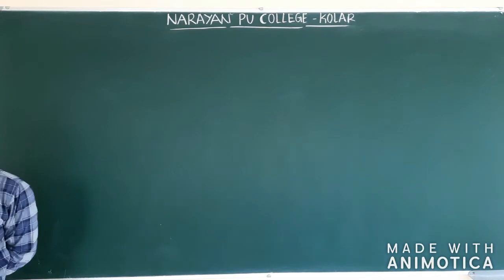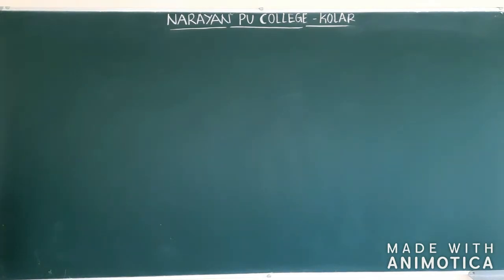In example 31, a particle is thrown vertically upward with velocity 40 meter per second. After some time, the particle will return to the point of projection. Assuming the upward direction positive, sketch VT, ST, AT graphs. Again, same question, but here the object is thrown vertically upwards.